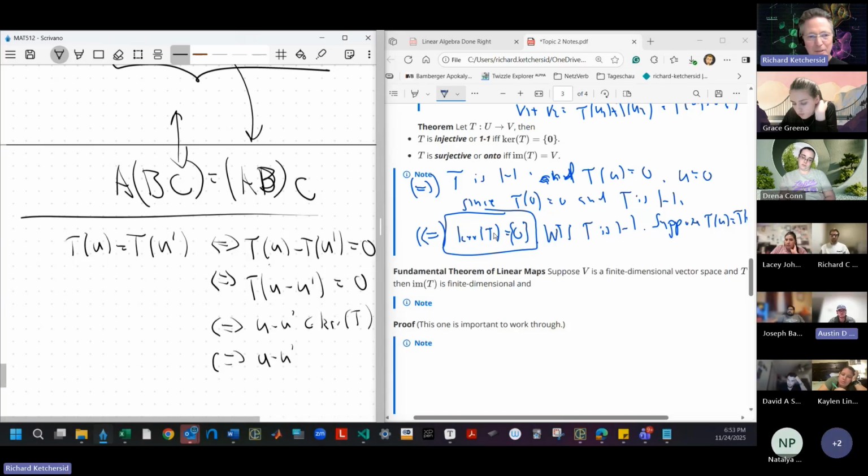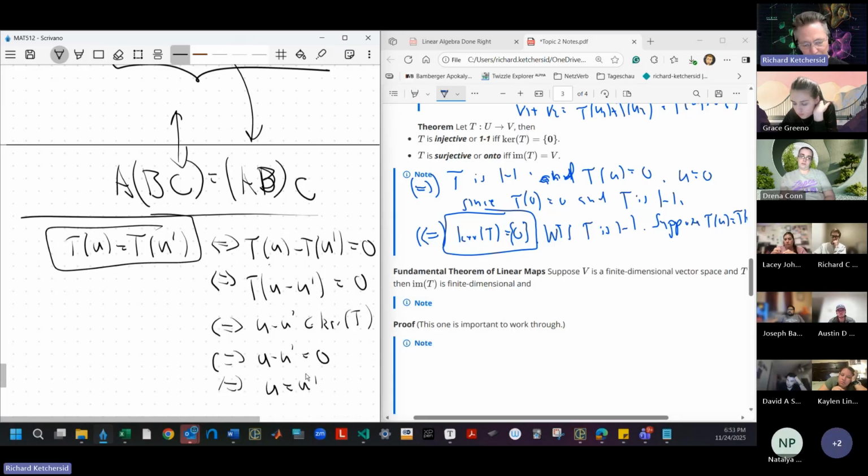Remember, we're assuming the kernel is just 0. So U minus U prime equals 0. That's the only thing in the kernel. And so now we sort of undo what we did before. So we get U equals U prime. Okay. So if T of U equals T of U prime, then we get that U equals U prime, assuming the kernel's 0. So you get an if and only if.